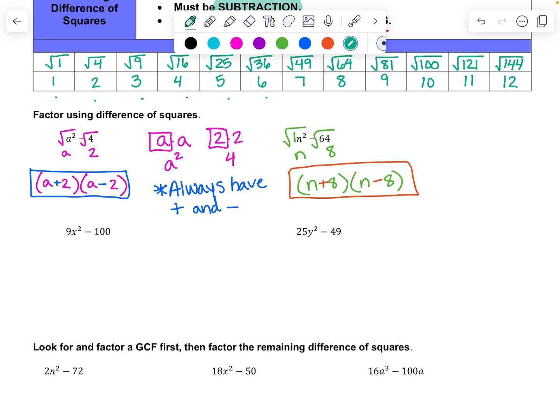All right, I'm going to keep going. I see that 9 and 100, both of these are perfect squares. I have 9 and I have 100. So I have two perfect squares. I can do difference of squares. The square root of 9 is 3, and the square root of x squared is x. The square root of 100 is 10. So I'm going to set up my two factors. I have 3x, and I have 10. And we just need to remember 1 plus, 1 minus.